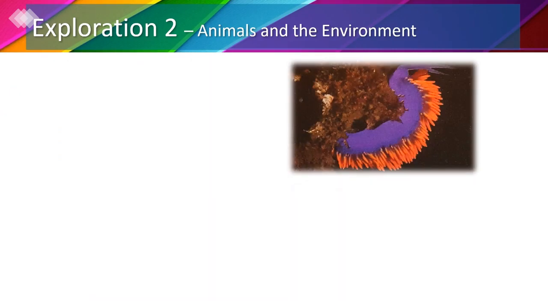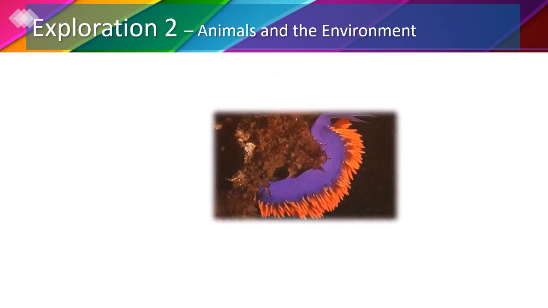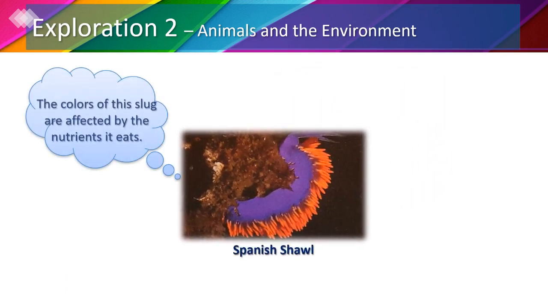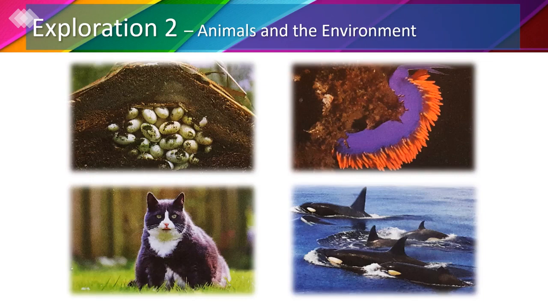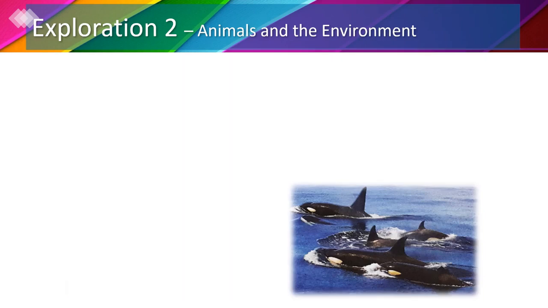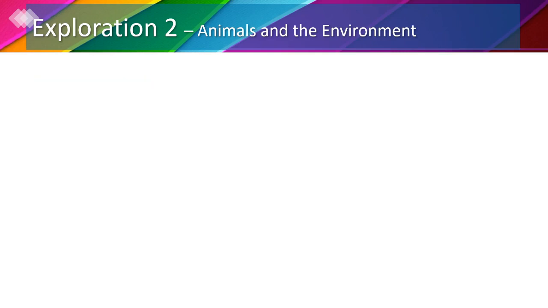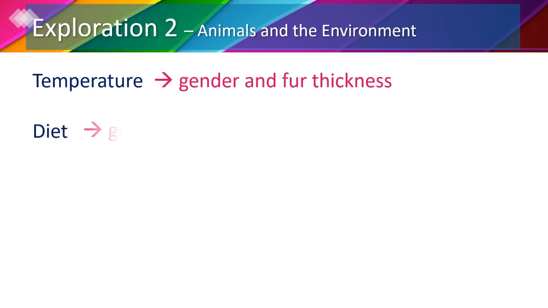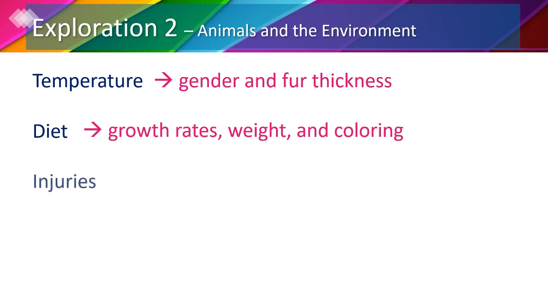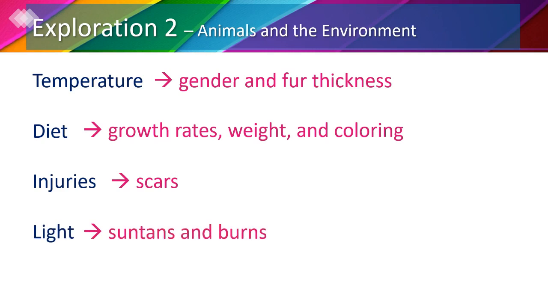In the third picture, we can see a sea slug called the Spanish shawl. This slug's vibrant colors are affected by the type of nutrients it eats. In the last picture, we can see some whales, orcas to be exact. Orcas hunt in different ways depending on what they eat. So, we can note that temperature can affect gender and fur thickness, diet can affect growth rates, weight, and coloring, injuries can cause scars, light can cause suntans and burns, and learning can affect behaviors.